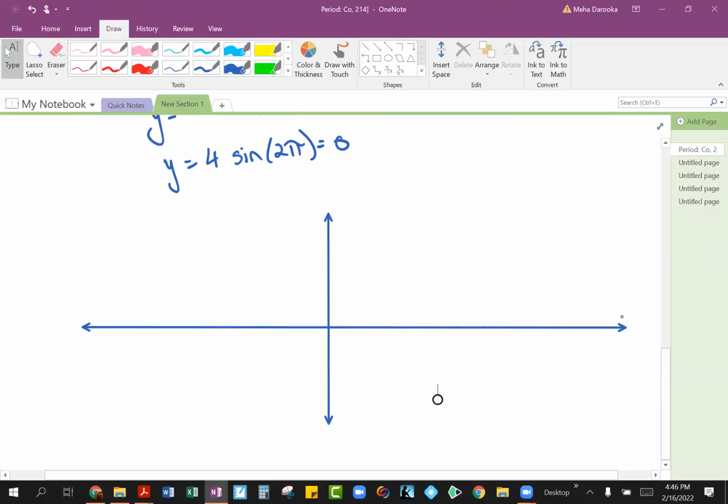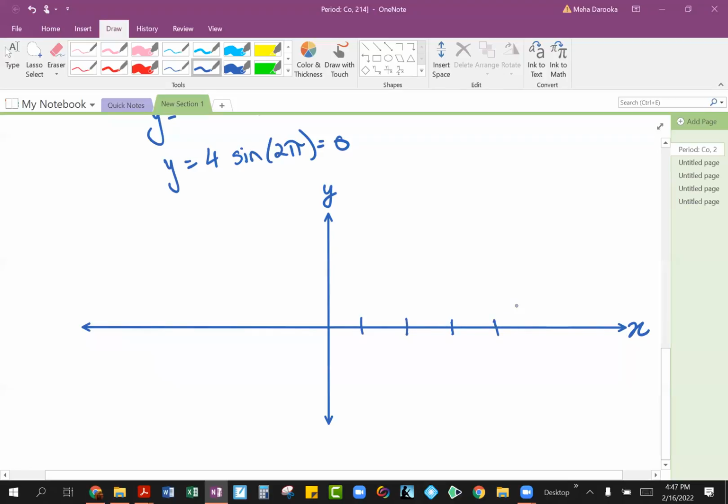This can be our y-axis. Okay, so we are going from 0, 0. I'm kind of doing this without a ruler, so it may not be exactly spaced out, but let's see, pi halves, pi, 3 pi halves, 2 pi.